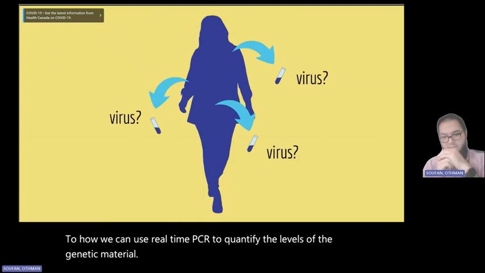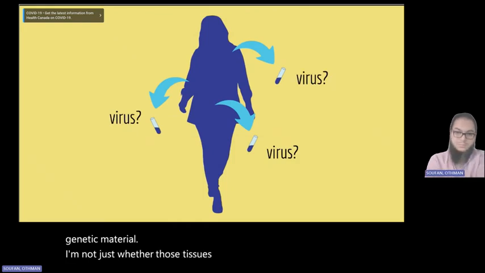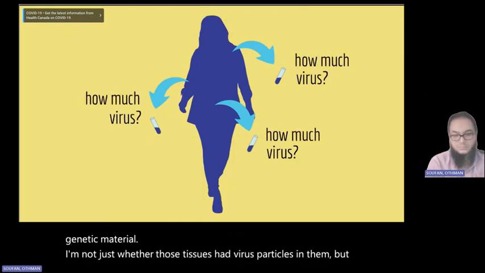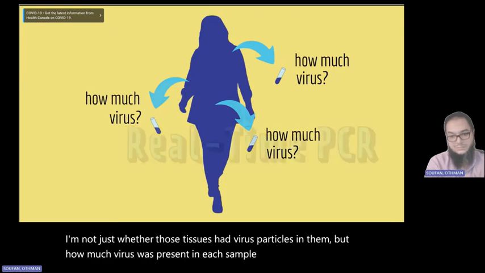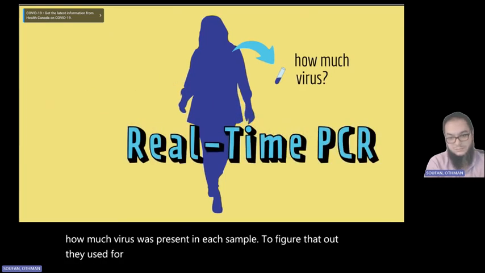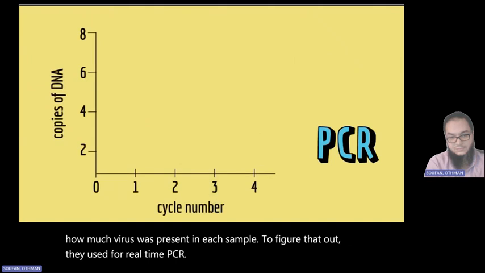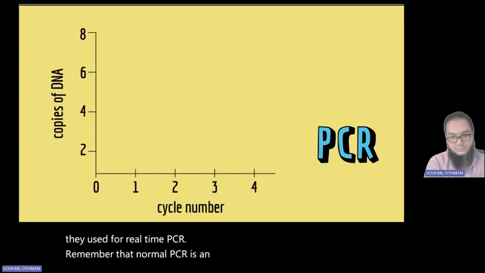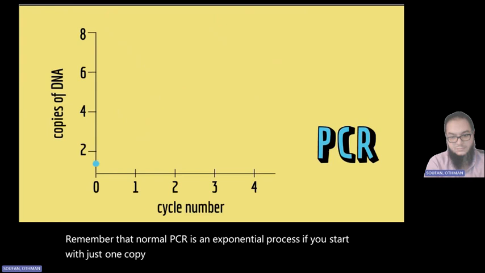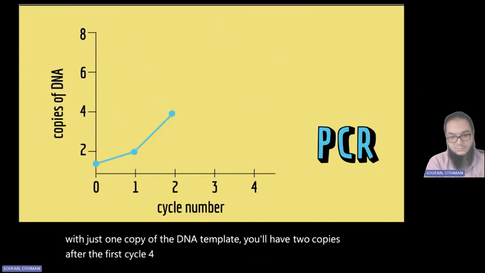So not just whether those tissues had virus particles in them, but how much virus was present in each sample. To figure that out, they used real-time PCR. Remember that normal PCR is an exponential process. If you start with just one copy of the DNA template, you'll have 2 copies after the first cycle, 4 copies after the second cycle, and so on.